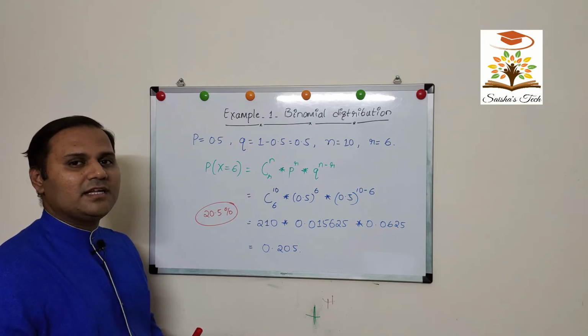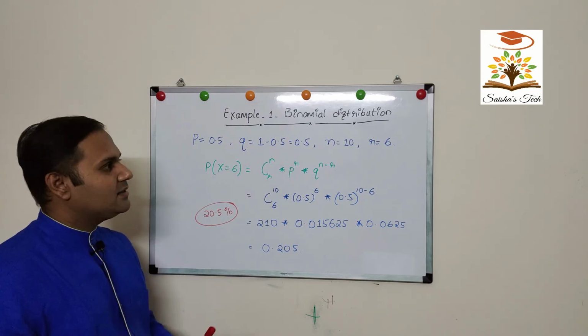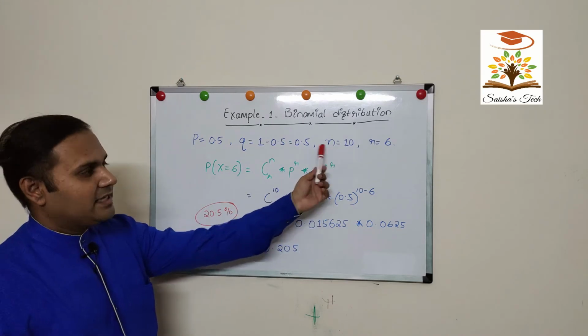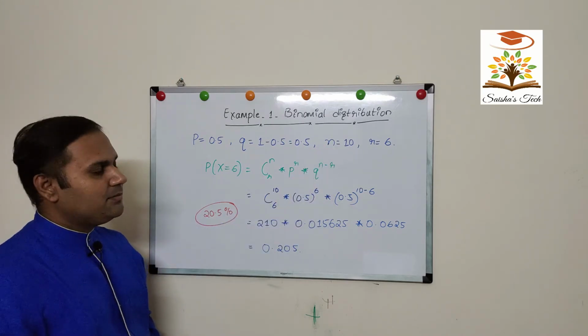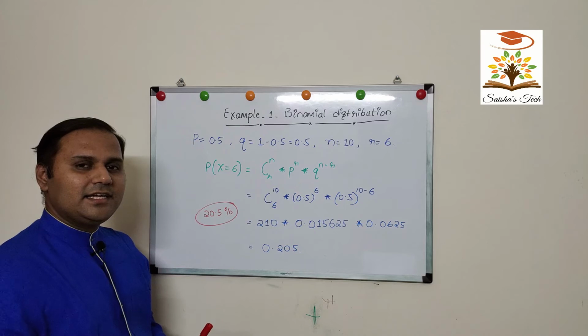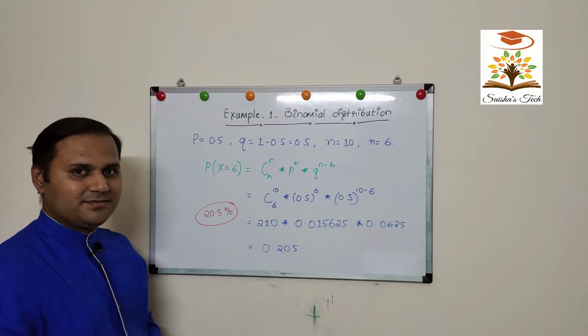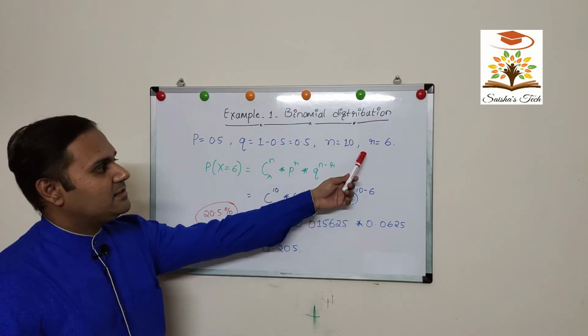As our number of trials is fixed to 10, here n would be 10. Similarly, we are exactly interested in 6 heads. Hence, r is 6.